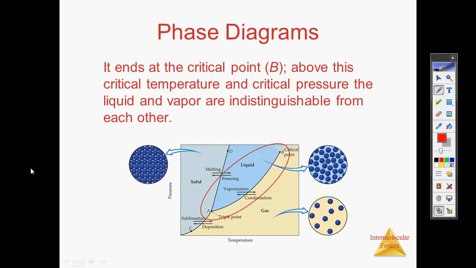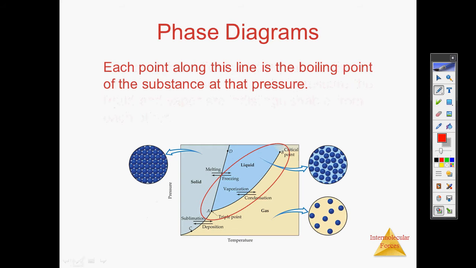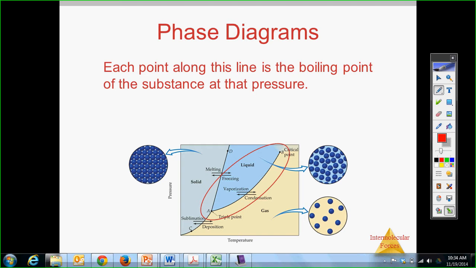All right, so it ends at that. Each point along this line is the boiling point of the substance at that pressure. So how do you figure out what it is? It's very simple. Now this is going to be hard for me to do. So the question says it's at 77.1 atm pressure. What is the boiling point?